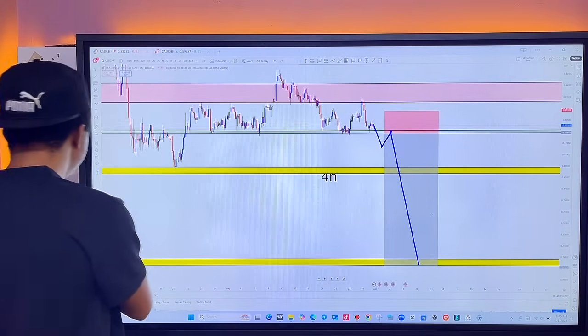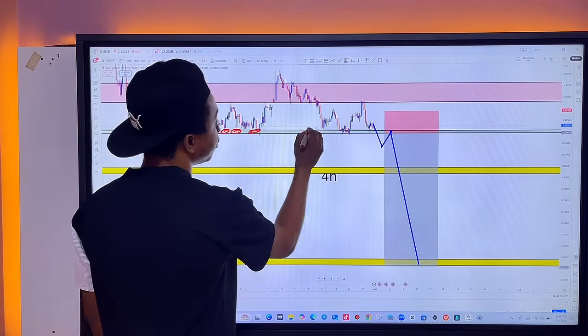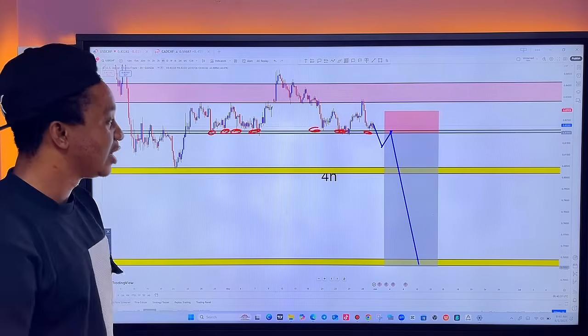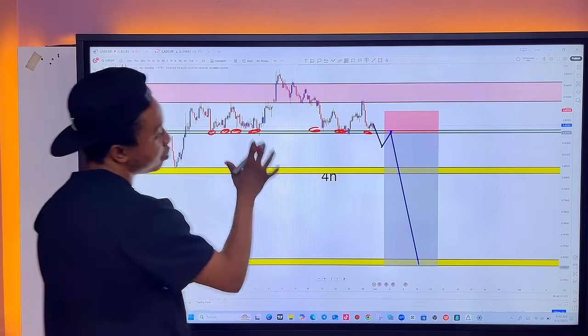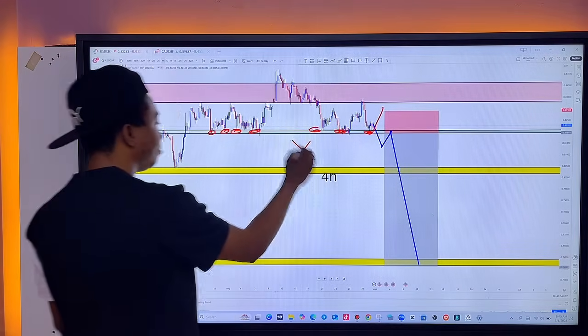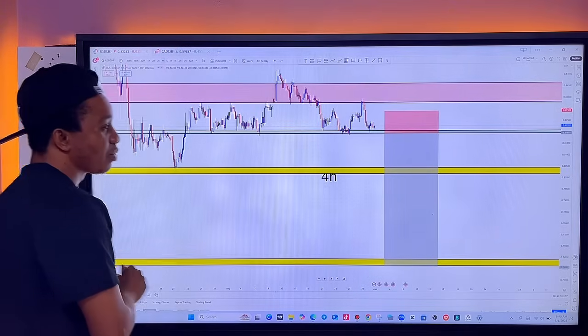Now mind you, sellers should be able to break below this strong level of sensitivity. So once there's a break below, a retest of it, and then we enter all the way to the downside. If price fails to break below and then sees back pressure to the upside, then this setup becomes invalid as well. All right. So let's take it again to the next pair on our list.